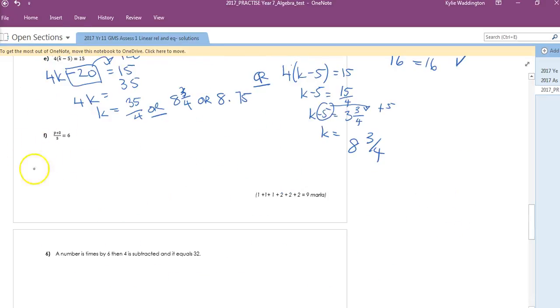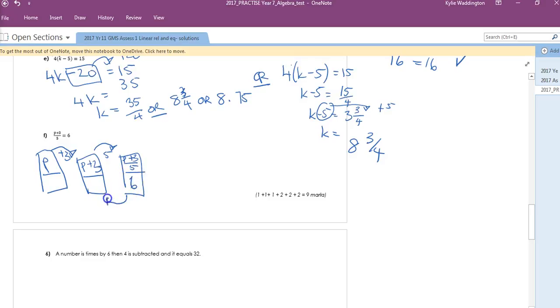Okay, and then for our last one, I will do boxes again. It's going to be a 2-step. So we have 3 boxes. We start with P, we add 2. I think that might be a 3 actually. We then divide by 5. And that's equal to 6.